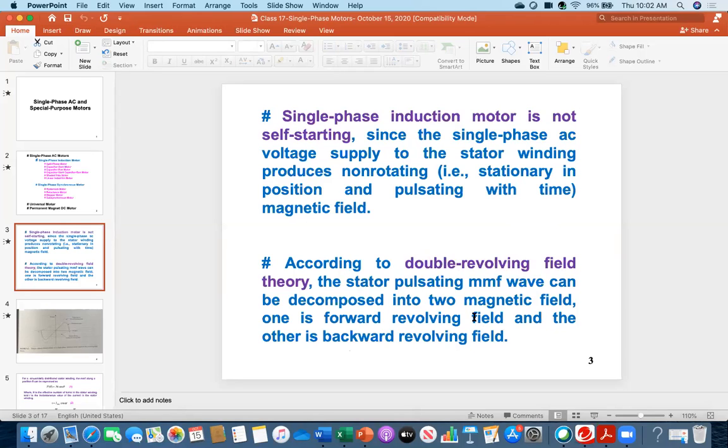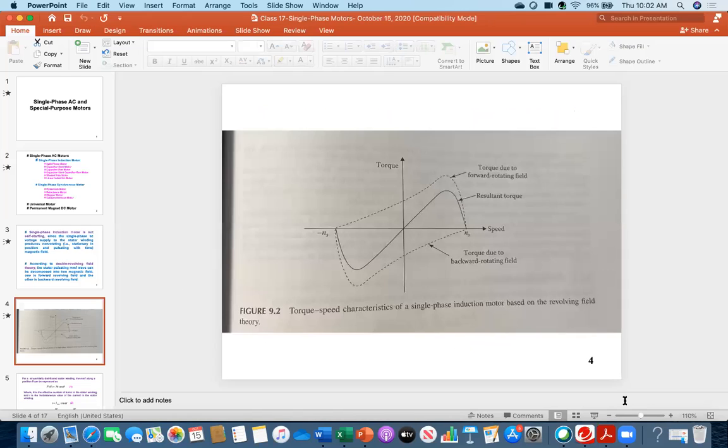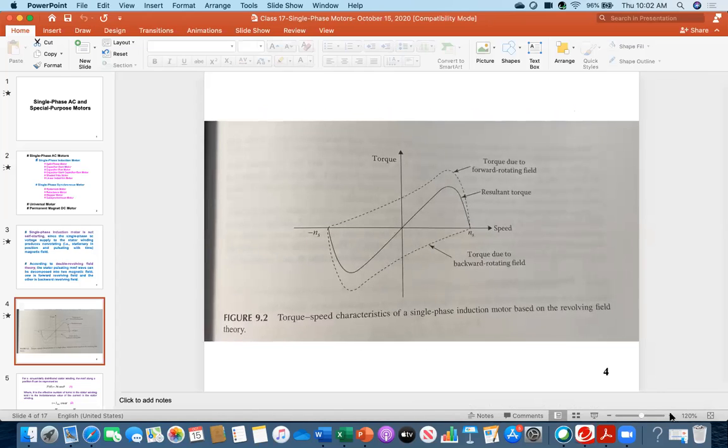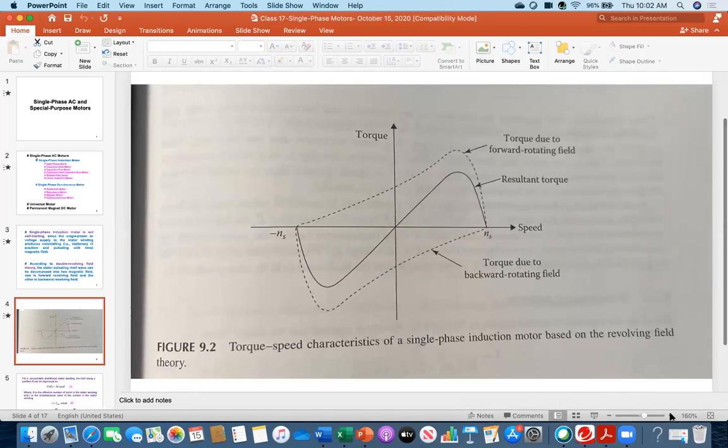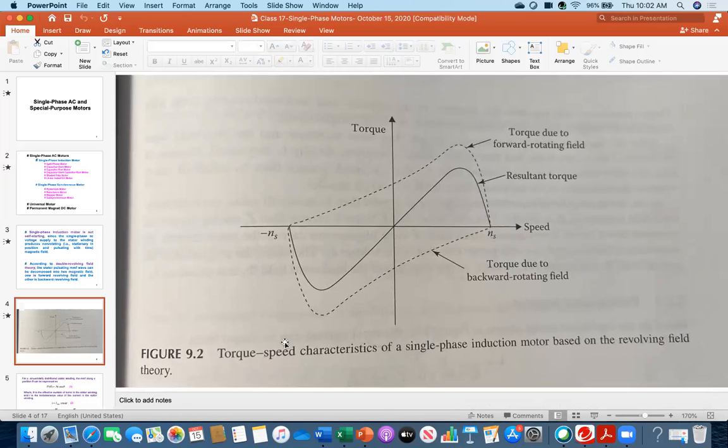So if you see the curve that I was showing, everybody look, this is that picture that I was explaining to you. If you see the book, this is figure number 9.2, torque speed characteristic. Everybody see, I am plotting torque versus speed. So this is the curve, and you are familiar with this pattern. This is the torque speed curve of a three-phase induction motor.